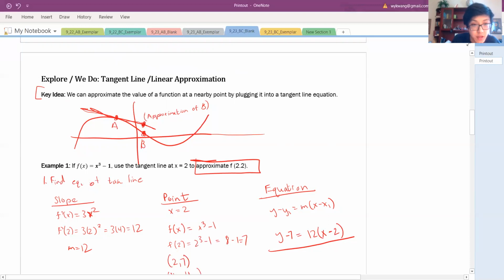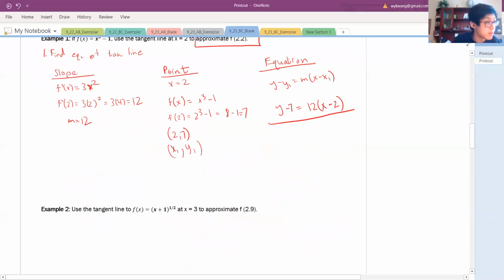So again, we're going to find the point here. Let's approximate it by plugging in 2.2. So it's y minus 7 equals 12 times x minus 2. Once we plug in 2.2, that's y minus 7 equals 12 times 2.2 minus 2. Now that's equal to 12 times 0.2, and that is equal to 2.4.